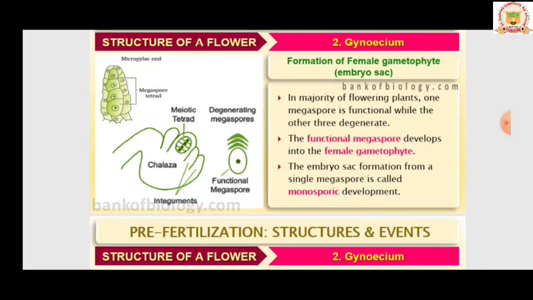Pay attention to understand monosporic development. You can have a look at the 4 megaspores which are developed in the ovule. Among them, 1 is functional and the remaining all degenerate, which is shown in the green color picture. The functional one contains a dense cytoplasm and a prominent nucleus. After that, it is going to develop into a female gametophyte, the embryo sac.